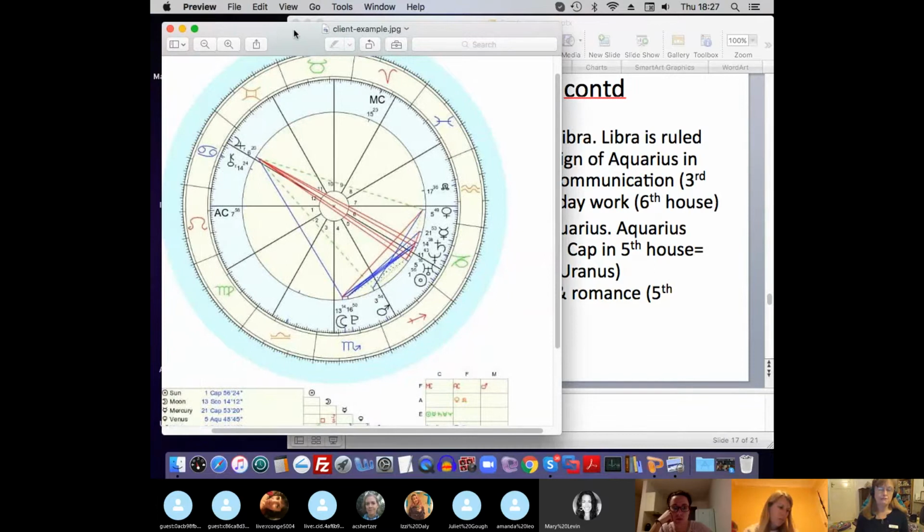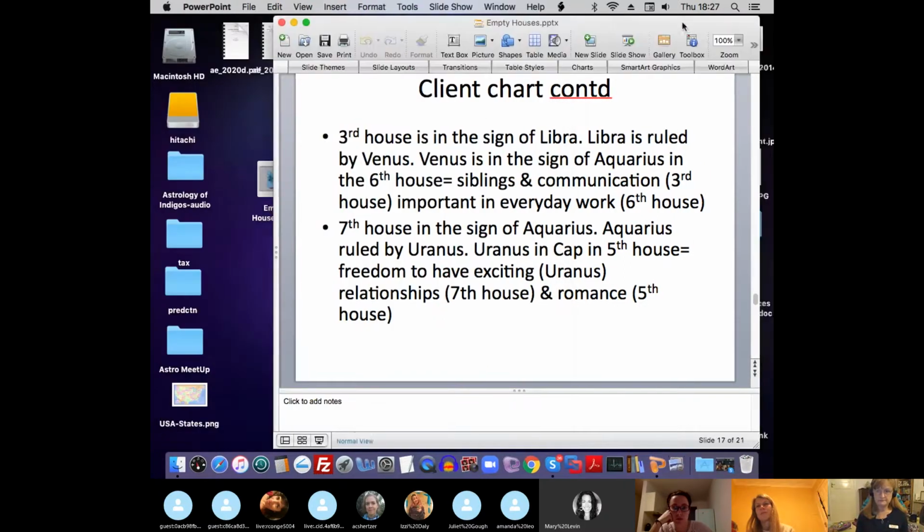Oprah has. She has it the other way round. She's got the ruler and her Uranus is in the 7th. But wherever you've got Uranus is where you want to have freedom, or at least to be able to do your own thing.